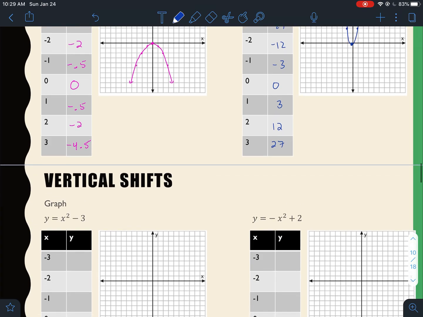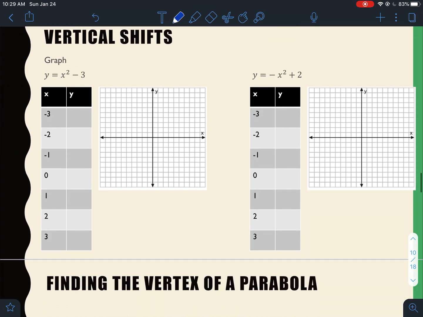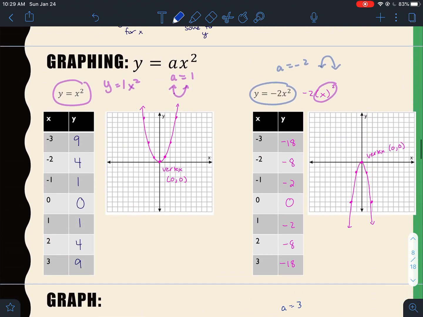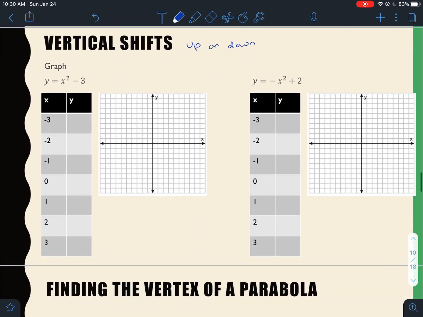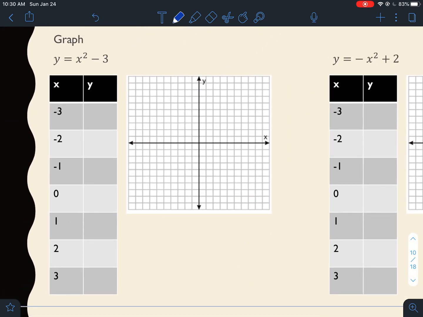So vertical shifts. What does it mean to have a vertical shift? Well, a vertical shift moves the graph up or down. So we have y equals x squared, and then we're going to subtract 3. So notice we graphed y equals x squared up here. So what is going to happen if I subtract 3 from all of those values? Well, if I plug in negative 3, remember we got 9. 9 minus 3 is 6. If I plug in negative 2, I would get 4. 4 minus 3 is 1.